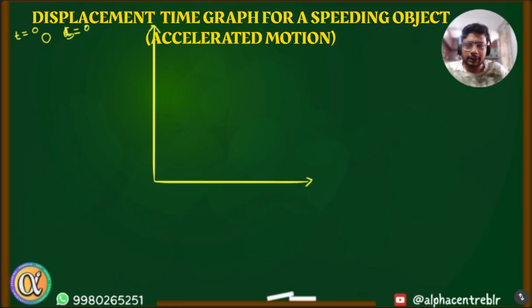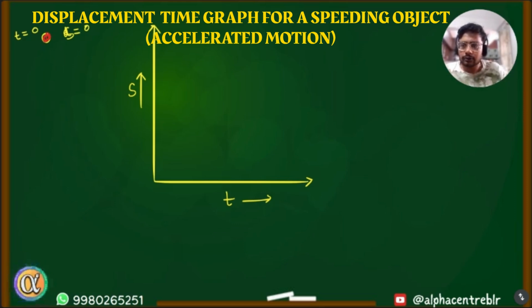Okay, this is the displacement axis and this is the time axis. The object is going down, but I'm taking the downward displacement as positive. So this now is my object. Now after some time, the same object reaches here. Let's say at t equals 1 second, displacement increases to some value, like from 0 it became 5 meters.